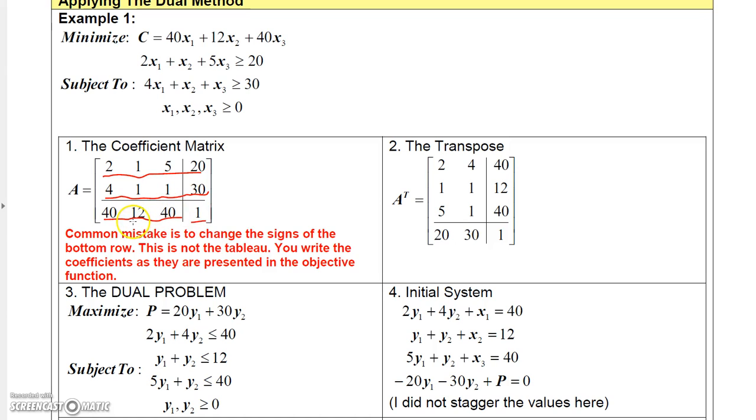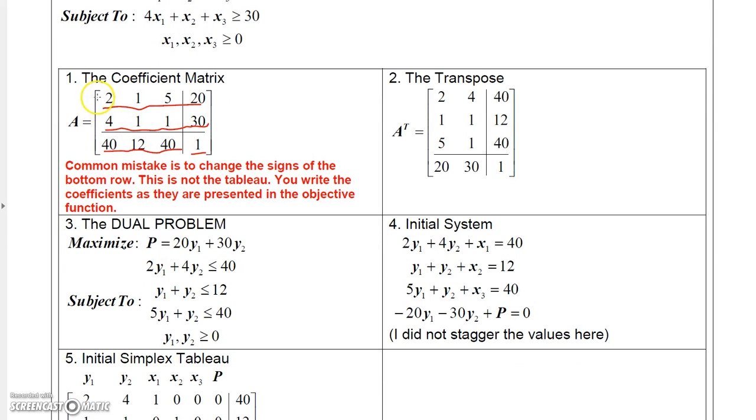Now, one thing you don't want to forget is we're not setting up a tableau. This is just a matrix. So we're not moving these terms across the equal sign and changing signs. We just copy these down just as they're written, 40, 12, and 40. Alright, then I want to transpose the matrix so that I can get my dual. So I transpose this, 2, 1, 5, 20 becomes this column, 2, 1, 5, 20. The second row, 4, 1, 1, 30 becomes this column, 4, 1, 1, 30. And the third row becomes the third column, 40, 12, 40, and 1.